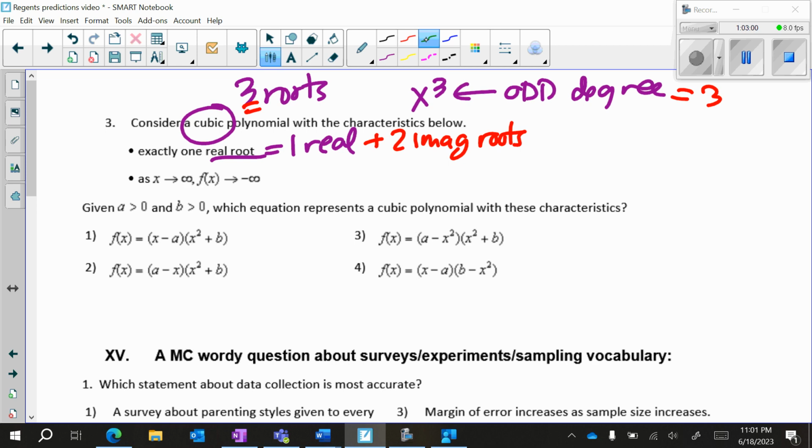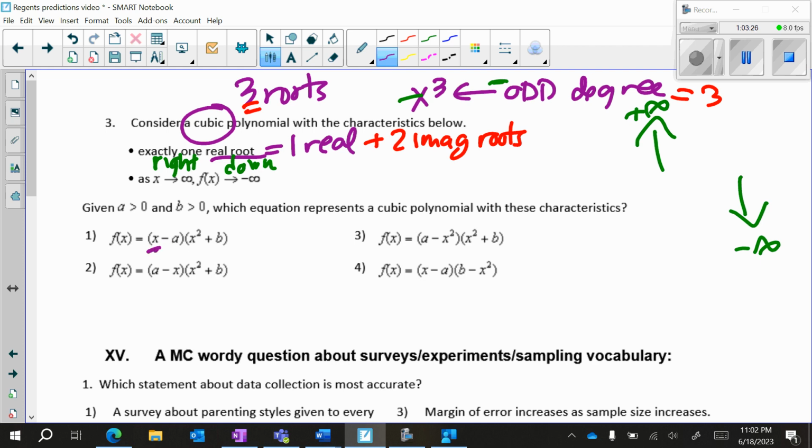And it says as x approaches positive infinity, so as you look to the right, f of x goes to negative infinity. So then it means the graph's pointing down. So down to the right, that means up to the left. Down to the right, up to the left. So keep that in mind. That means that's actually a negative odd. Negative odd, okay?